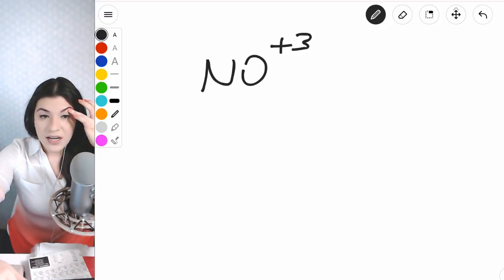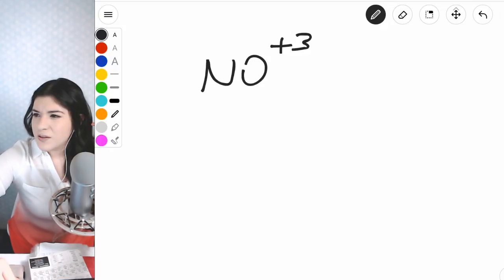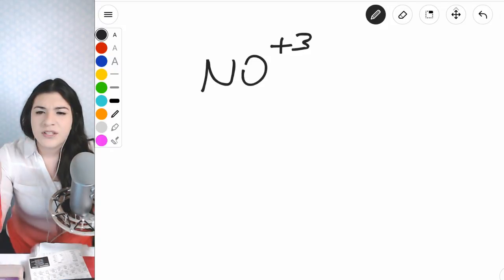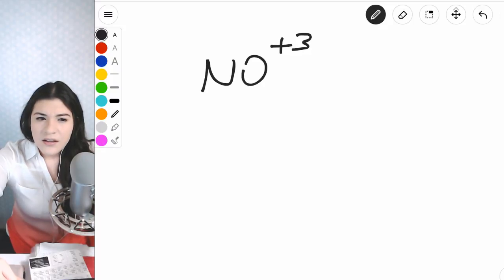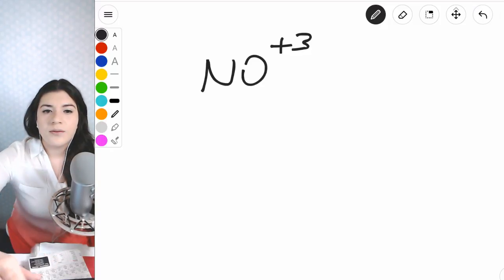Okay, so what I'm going to do is a little bit higher up, and it's a 3+ charge, I'm assuming. Let me see what I got. It's not NO3, it's just NO, an N and an O, and a 3+ charge. Okay, let's see what I can do with this.